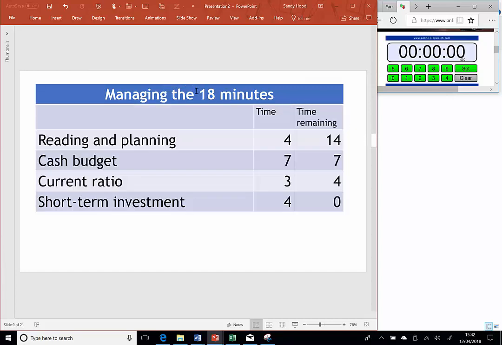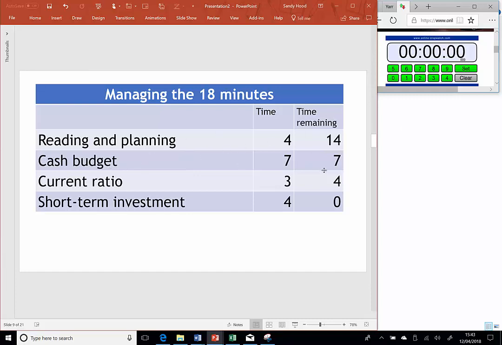Okay. So what we would do is we would start off by making some sort of a plan, and I think that reading and planning takes time, so I would allocate 4 minutes of my 18 minutes to just reading and planning the answer. That would leave me with 14 minutes, and I think you can see why I'm emphasizing the time remaining, because instantly when you look at the screen you can see how much time is remaining in that top right-hand corner.